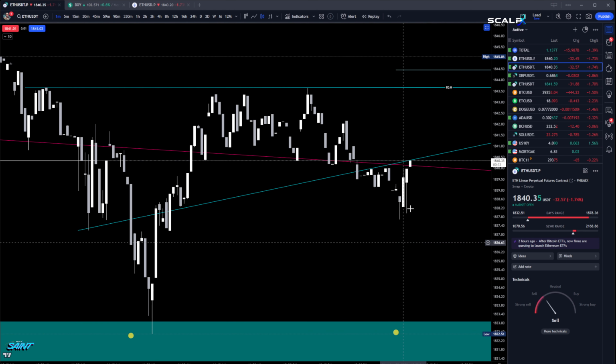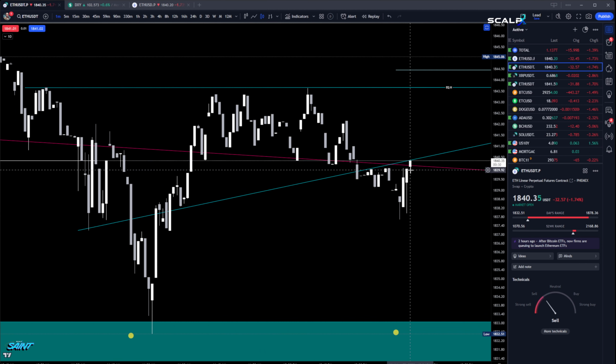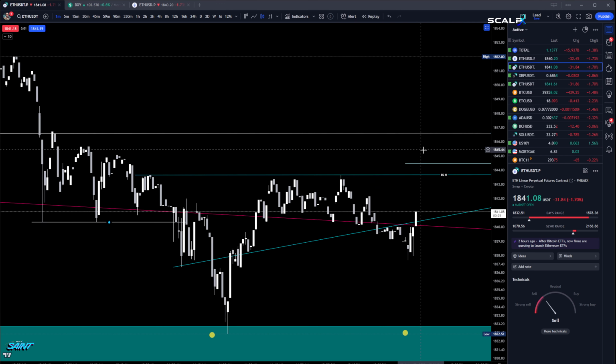Now this is a gap up, right? So the next session that opened on a 1 minute, it gapped up. Big gap up.